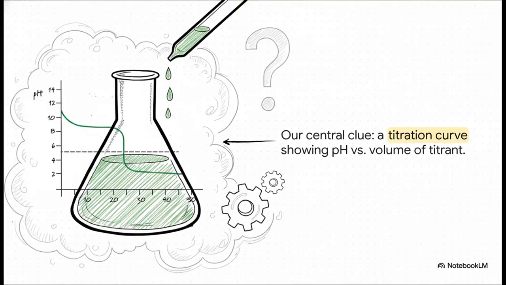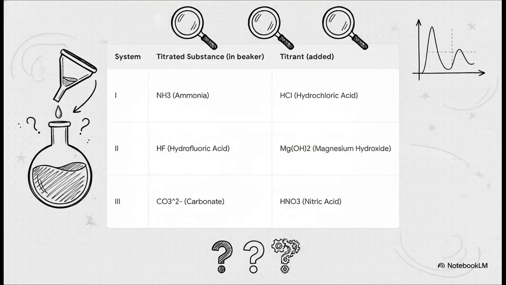So here it is, our central clue. What you're looking at is a plot of pH versus the amount of some chemical, called a titrant, that we're slowly adding. The shape of this curve, where it starts, how steep that drop is, where it levels off, that's where all the secrets are hiding. And here they are, our lineup of suspects. It's got to be one of these 3 chemical systems that produce the graph we're looking at. Our job? Figure out which one's the culprit.